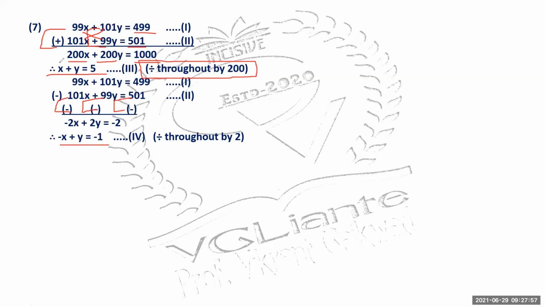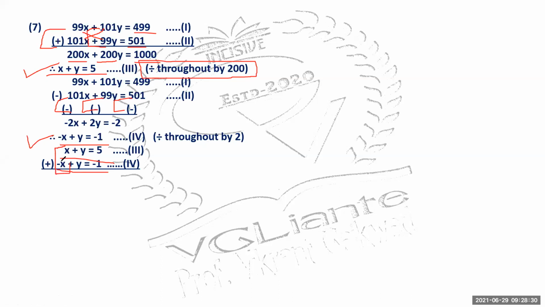Now we have got the two equations in the simplified form, equation 3 and equation 4. Write both these equations one below the other. Let's check, this calculation will go easy now. The third equation is x plus y equals to 5 and minus x plus y equals to minus 1.